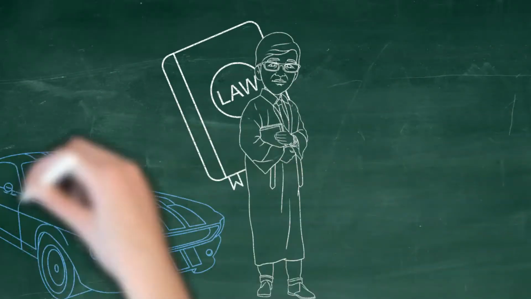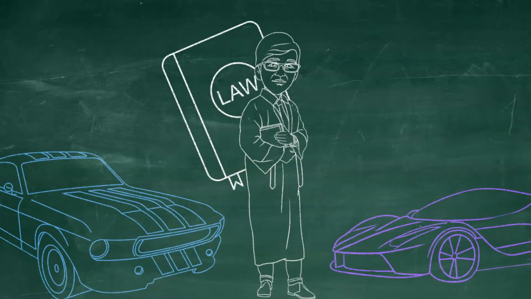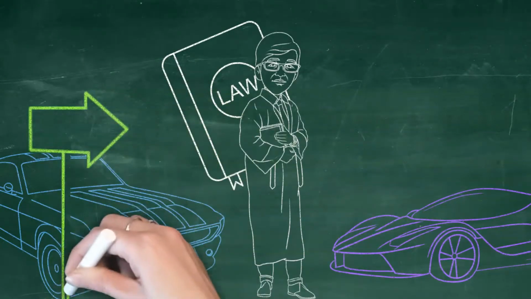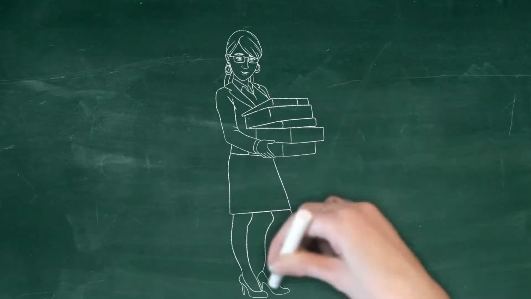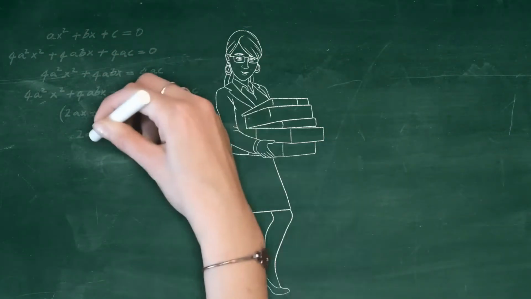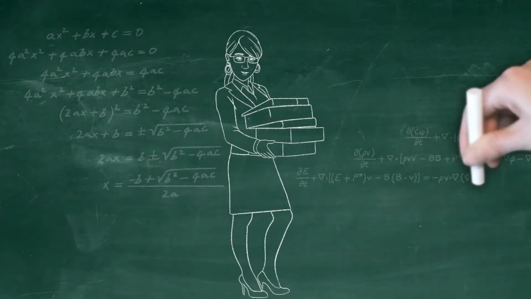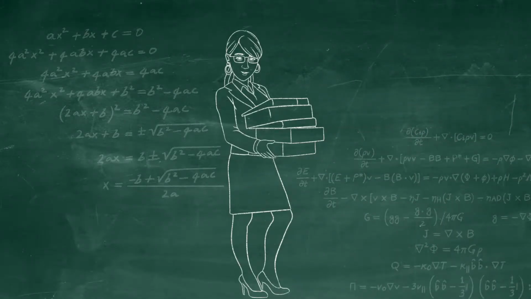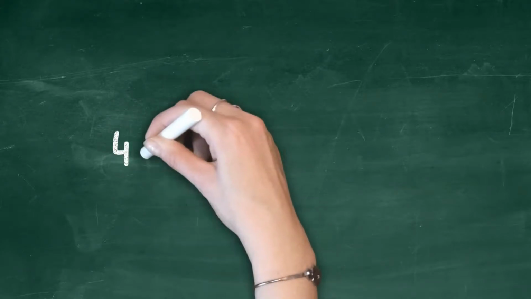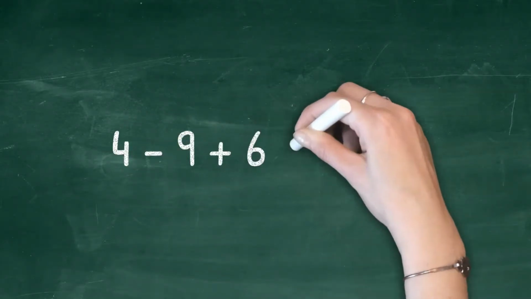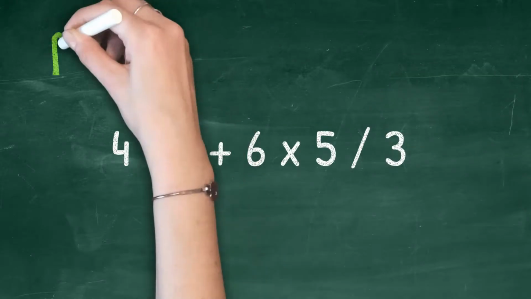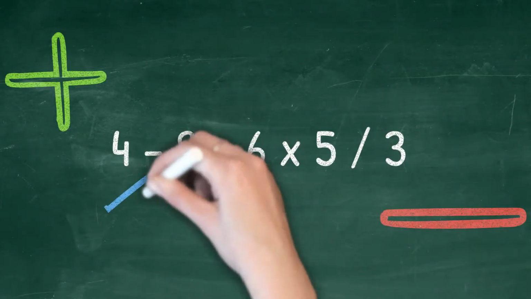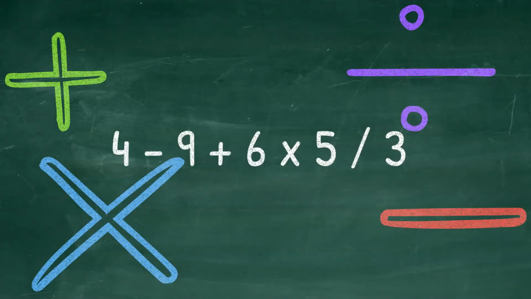In order to know when to stop and when to go at an intersection, you have to learn the rules of the road. Math is the same way. The order of operations is a set of rules that tells us when to complete which operations if we want to correctly evaluate an expression. If we want to find the correct value of the expression 4 minus 9 plus 6 times 5 divided by 3, we need to perform the addition, subtraction, multiplication, and division in a specific order.